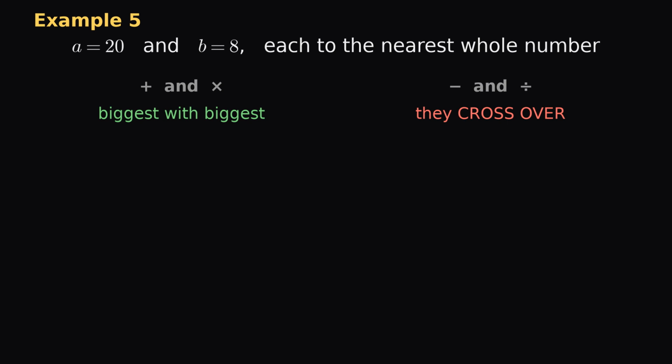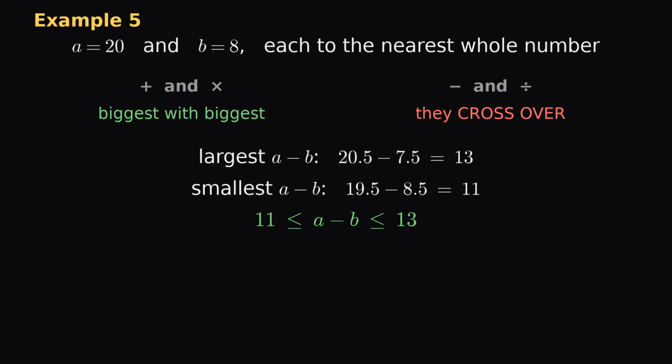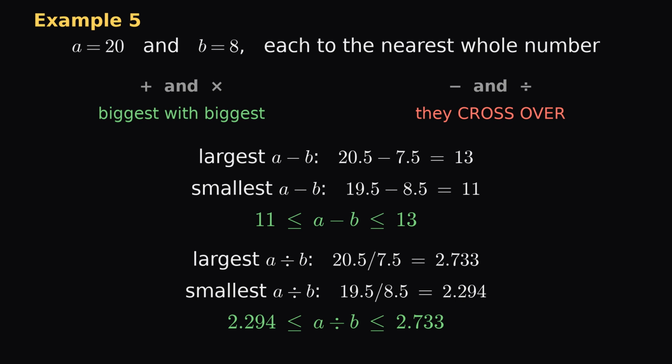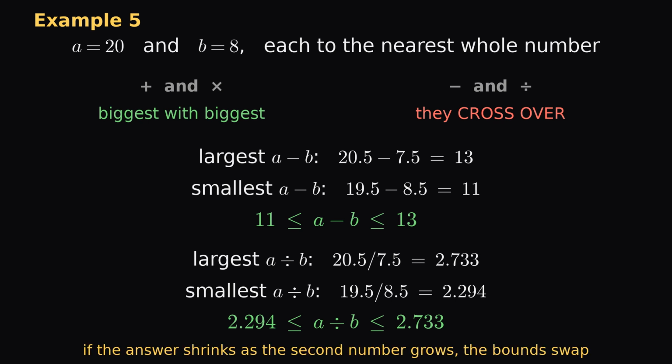So the largest A minus B is 20.5 minus 7.5, 13. And the smallest is 19.5 minus 8.5, 11. The bounds crossed over. Same for division. Largest is big over small. 20.5 over 7.5, 2.733. Smallest is small over big. 19.5 over 8.5, 2.294. So here's the rule. Whenever the operation makes the answer smaller as the second number grows, the bounds swap over.